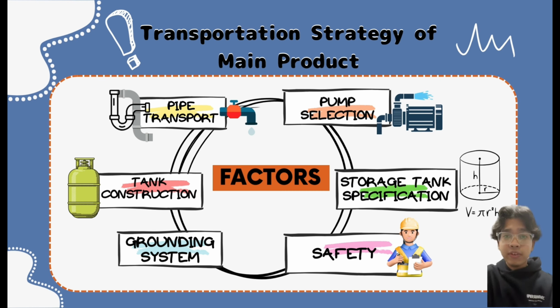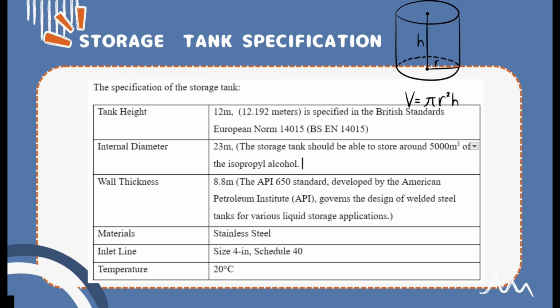I am Mohamad Zafran and I will talk about the transportation strategy of the main product. So we have 6 factors of it. The first one is pipe transport, second tank construction, grounding system, pump selection, storage tank specification, and last but not least, safety. So this is the summary of our storage tank specification.